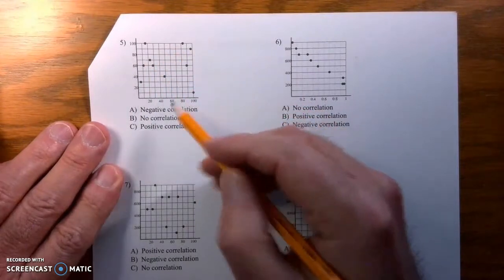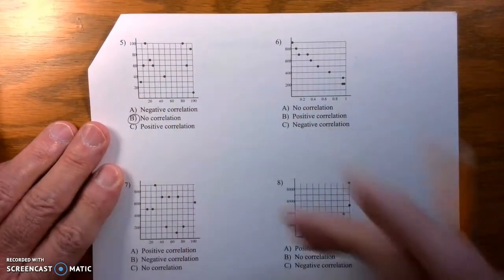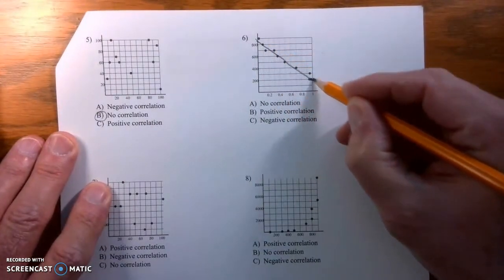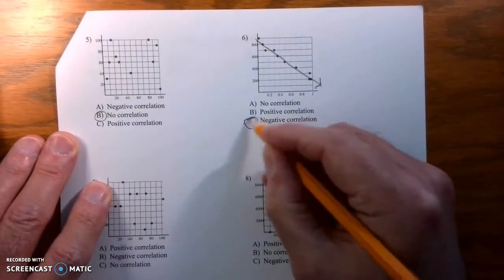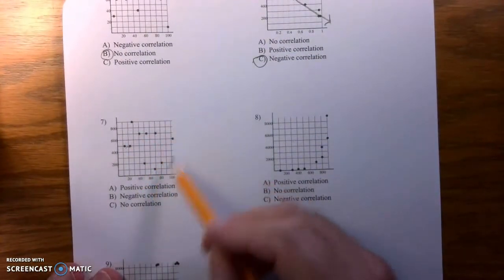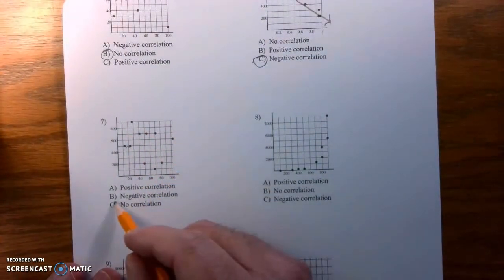All right, take a look at this one. There's no line here at all. Again, there's no correlation. These are easy. You can get those. This line, again, is going down like this. It's negative. All right, these dots are all over the place. There's no correlation there.